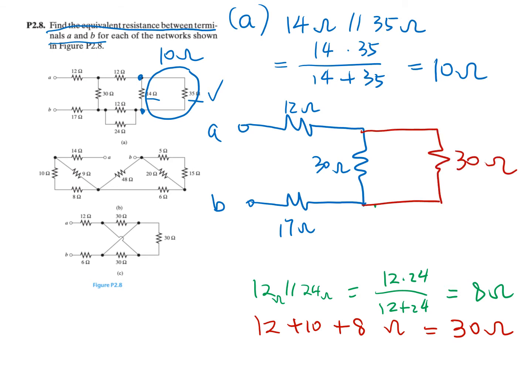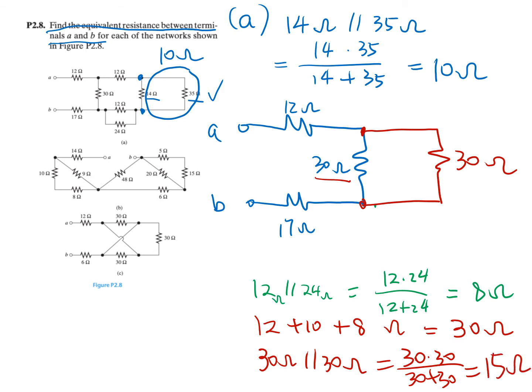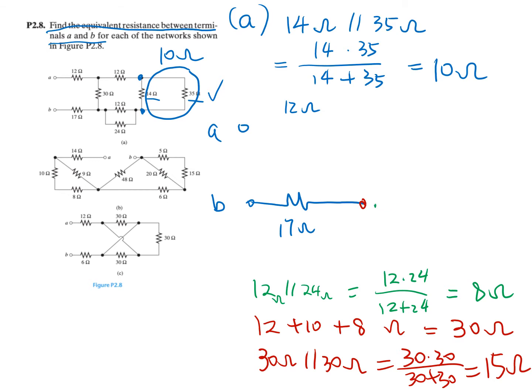This is 30 ohm. Then you will be able to see this 30 ohm resistor is connected in parallel with this 30 ohm resistor. That's 30 ohm in parallel with 30 ohm. You have 30 times 30 over 30 plus 30. And you will be able to know this value is 15 ohm. Then you can replace this as a 15 ohm resistor here. Now the circuit becomes pretty simplified.